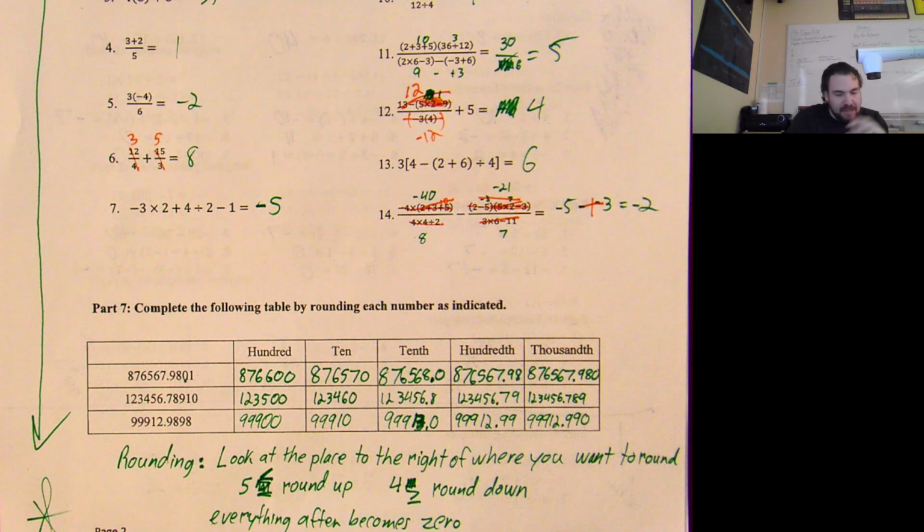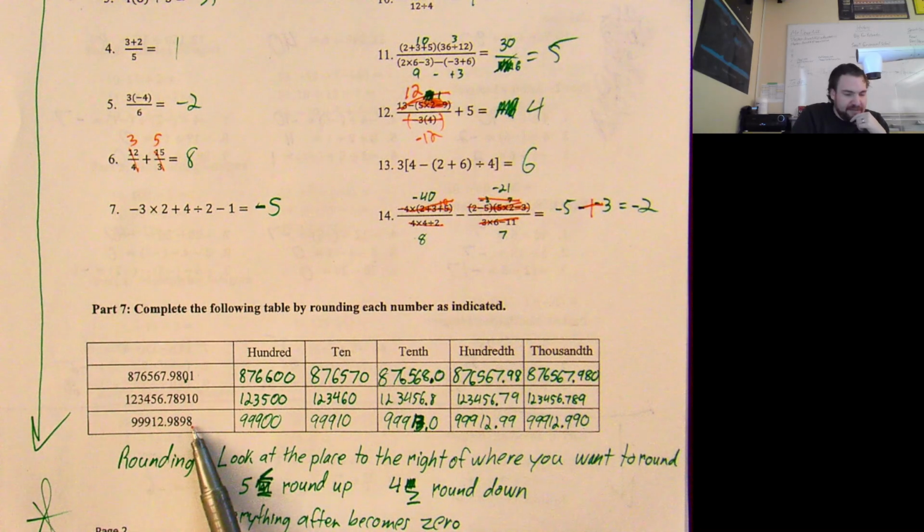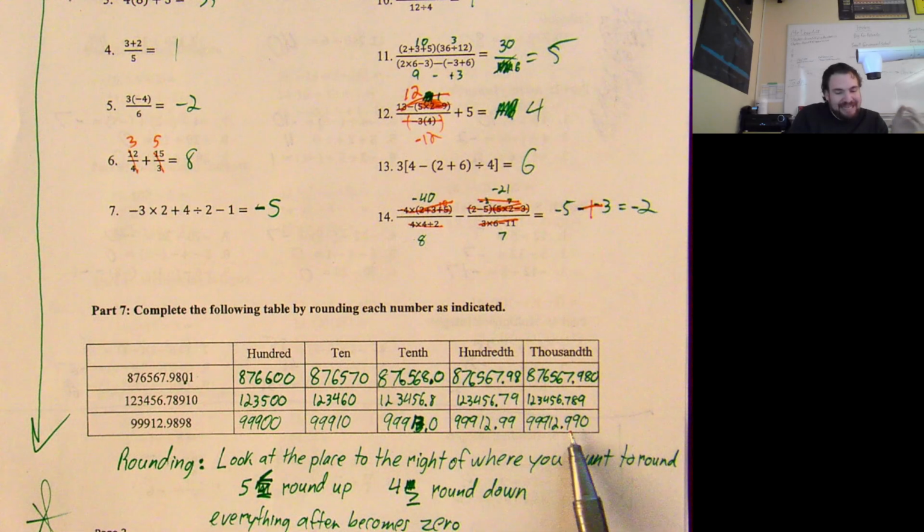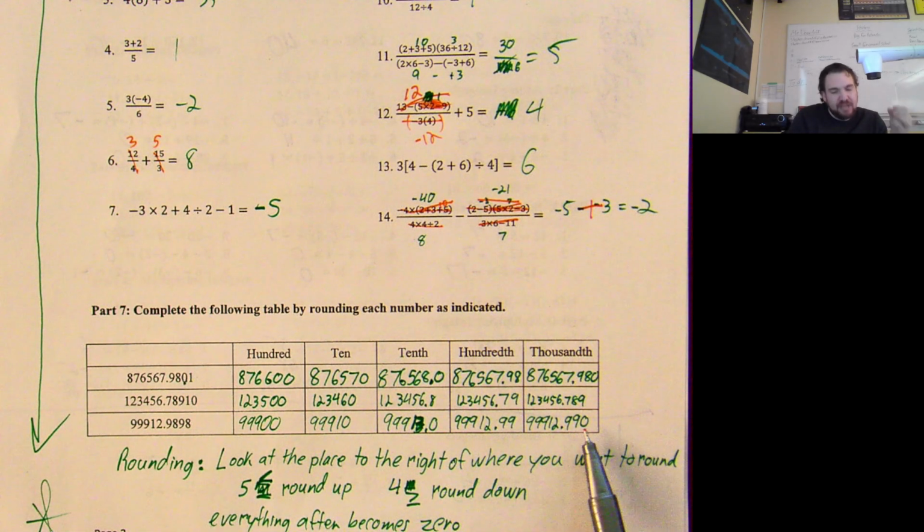Okay. It's the same thing that happened down here in this very last one, with 99,912.9898. Rounding it to the thousandths, I look one to the right. That's bigger than 5, so that 9 becomes a 10, which makes that 8 a 9, so that 9 becomes a 0, and I'm left with 0.990. I need to have something in that thousandths spot, otherwise we haven't rounded to it.